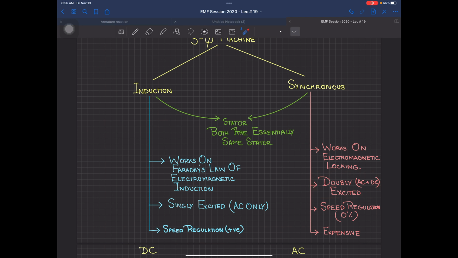So today we are talking about the stator of these two machines. That is the outer part. The inner part, which is going to be rotating in the form of an induction machine or synchronous, we will talk about in the next lecture. Today we are only talking about the stator, which is common for both of these machines.